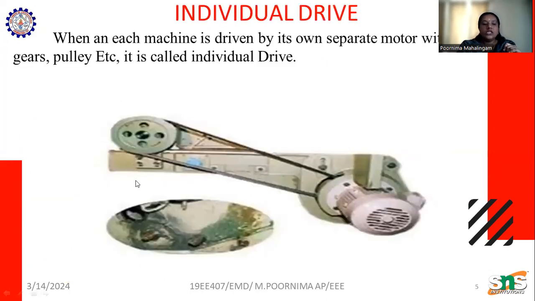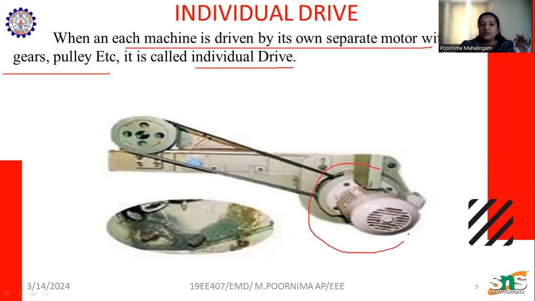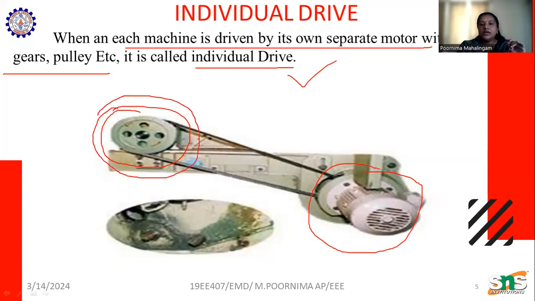The next is individual drive. What do you mean by individual drive? When each machine is driven by its own separate motor with a gear and pulley, etc., it is called an individual drive. Each motor is connected with a separate gear and pulley. In the picture we can see each motor connected with a separate gear and pulley.